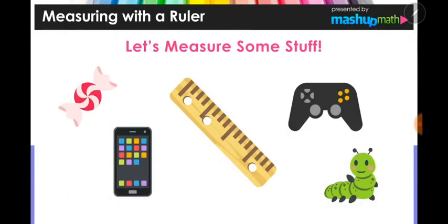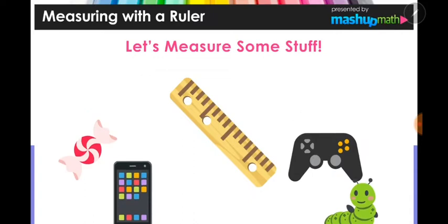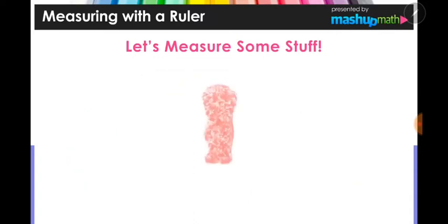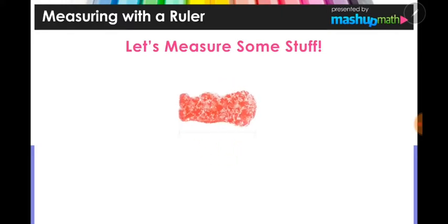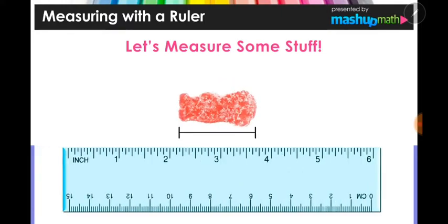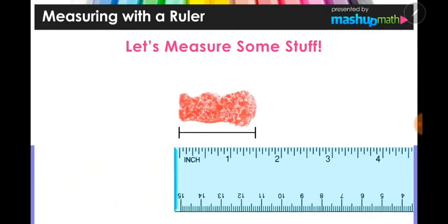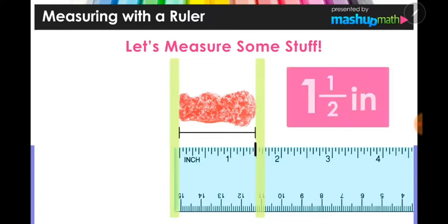So now that you have a better understanding of using a ruler to find the measure of a length, let's gain some practice using a ruler to measure some different items. So let's start off by finding the height of this piece of candy. We could start by turning the figure on its side and taking our ruler and lining it up so that the 0-inch mark is aligned with the left edge of the figure, and seeing how far along it goes on the ruler to the right edge of the figure. In this case, this piece of candy has a length of 1 1/2 inches. Yes, 1 1/2.